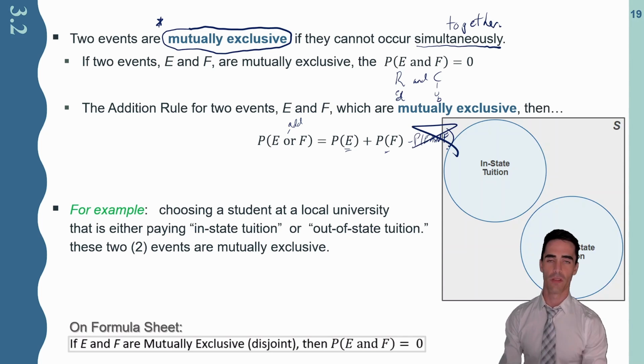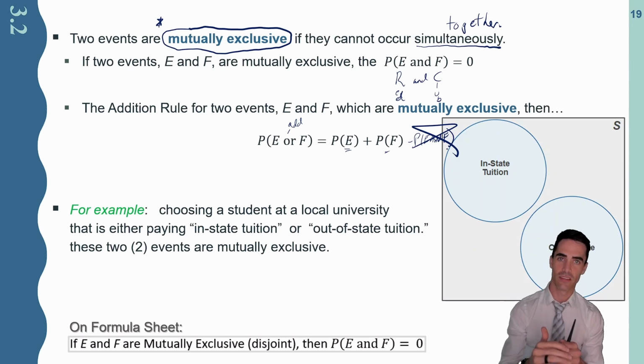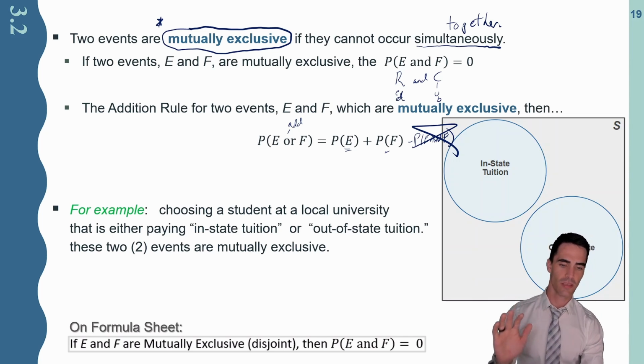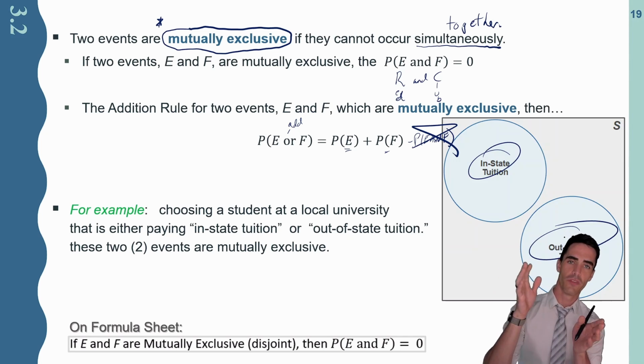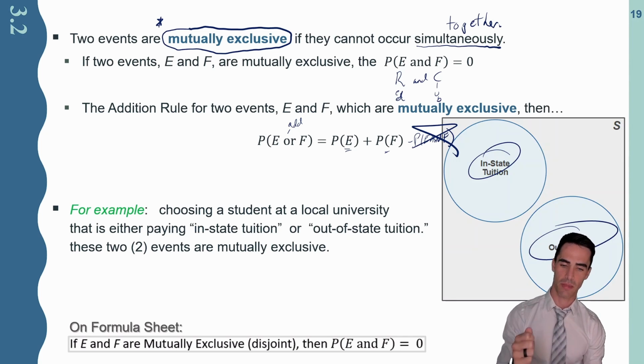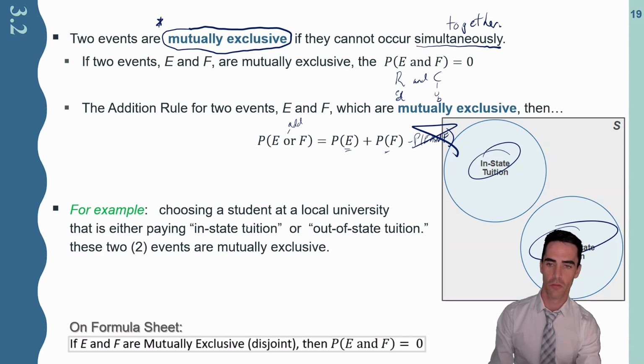But look, if there's no overlap, there's no need to write it. A nice little example of 2 mutually exclusive things is if a student's applying for a tuition cost, there's no overlap between in-state tuition and out-of-state tuition. Those 2 events are mutually exclusive. They cannot happen simultaneously, especially not for one specific student. And so that's my little example.